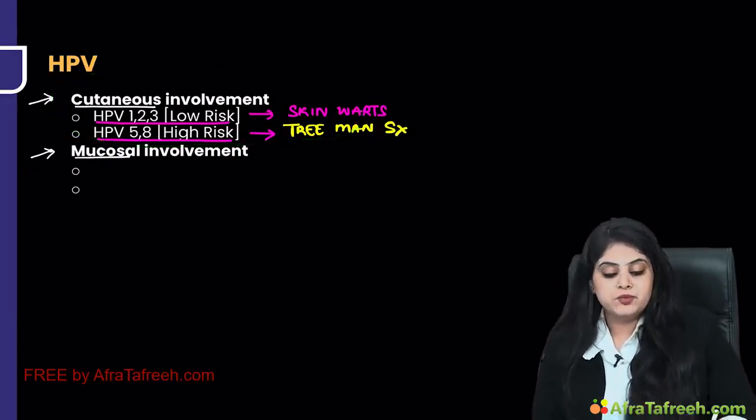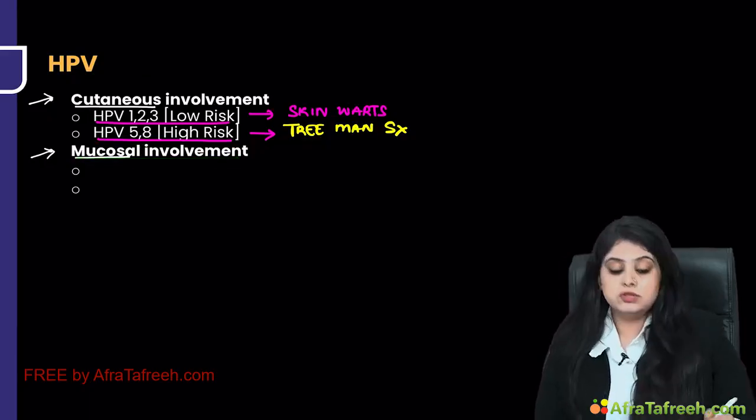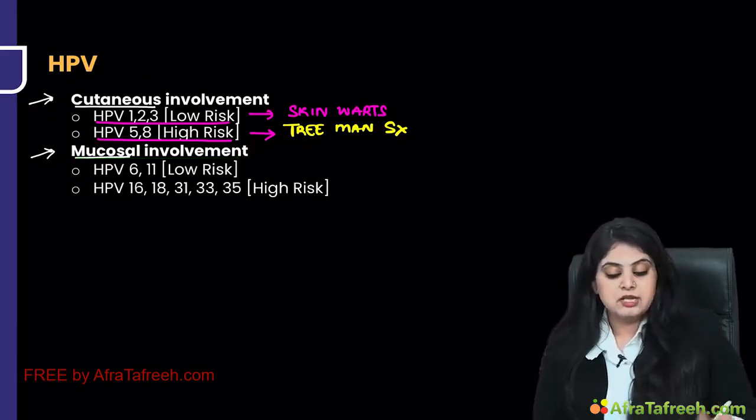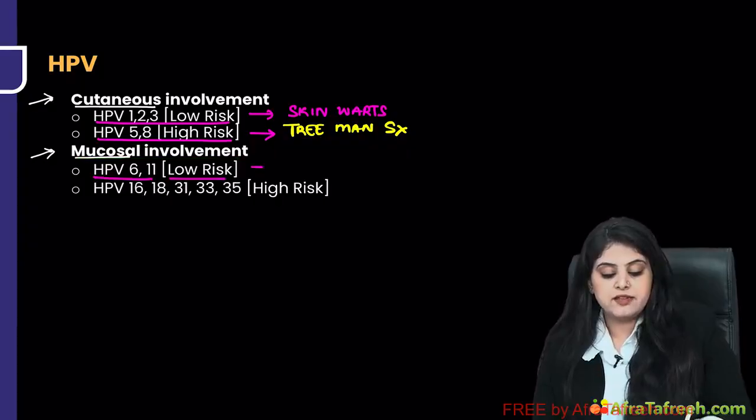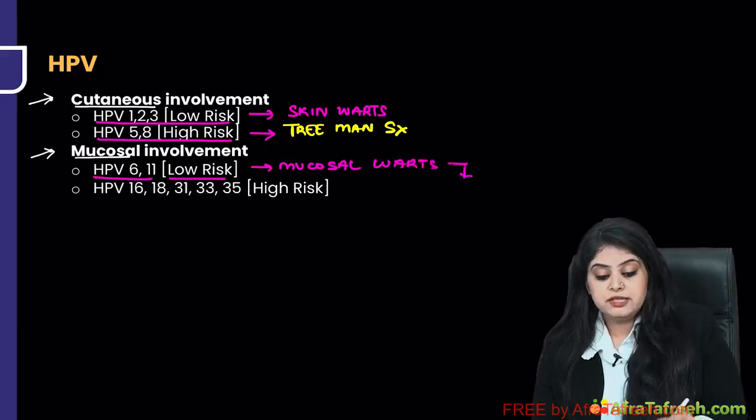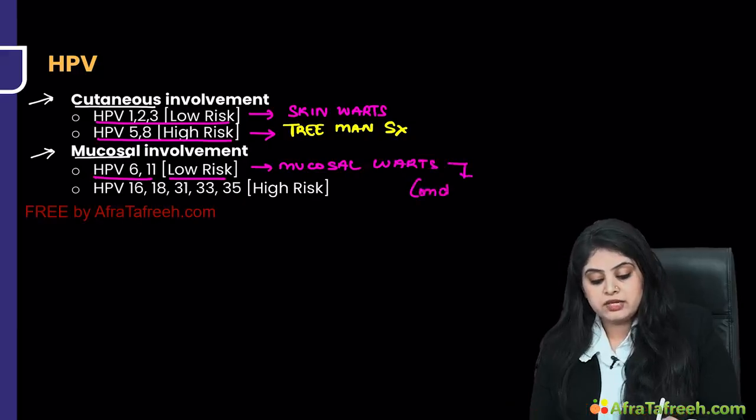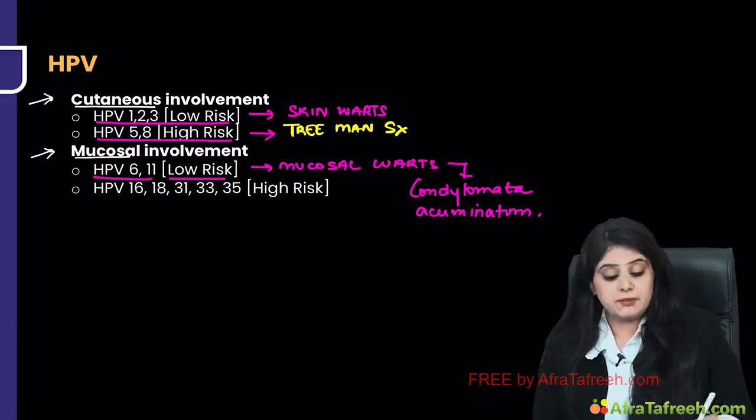Now let's come to mucosa related problems. Now the low risk ones over here are again the smaller numbers, 6 and 11. They cause mucosal warts. What are these known as? These are known as condylomata acuminata. These are called condylomata acuminata, which are caused by human papilloma virus.